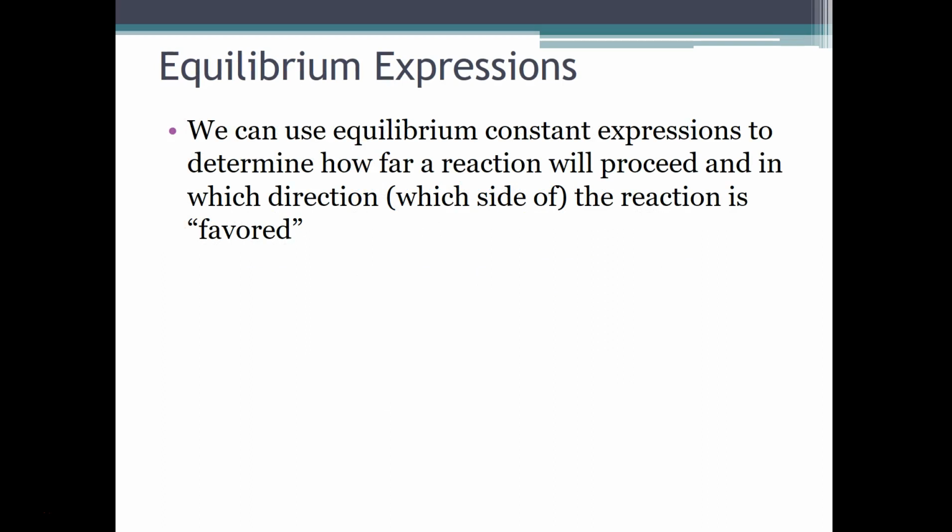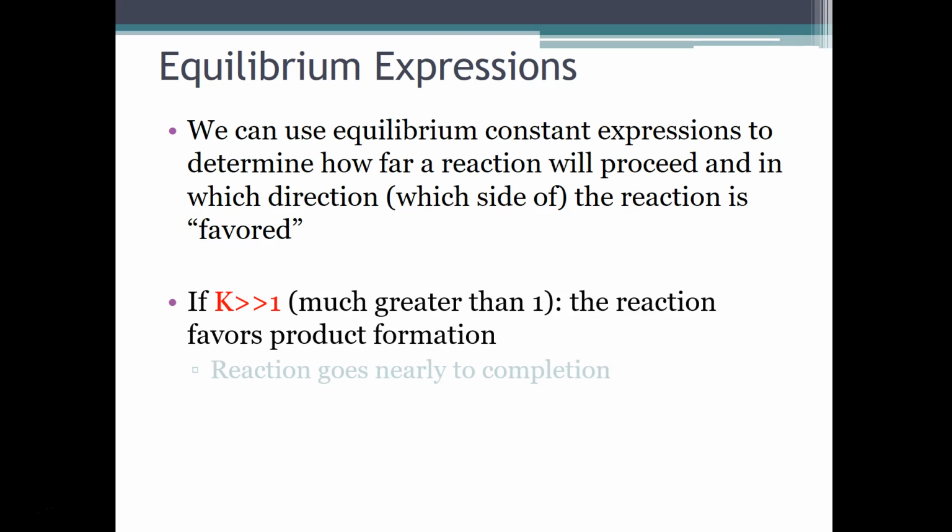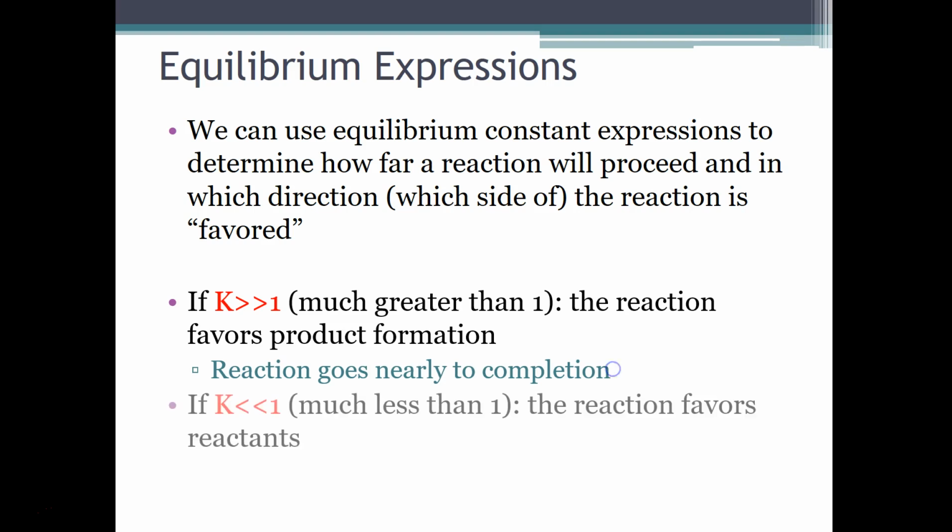All right, so we can use equilibrium constants to determine how far a reaction will proceed and in which direction the reaction will be favored. So if K is much greater than 1, then the reaction will favor the formation of products. The reaction will go nearly to completion. If K is much smaller than 1, then the reaction will favor the reactants, and the reaction will hardly proceed.